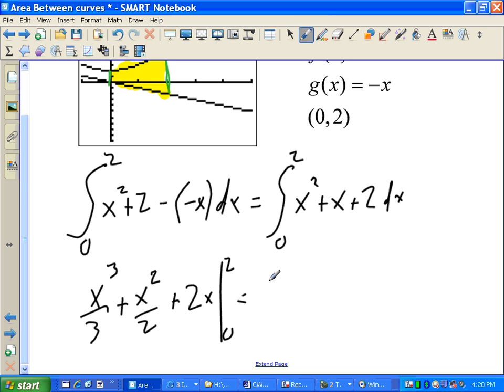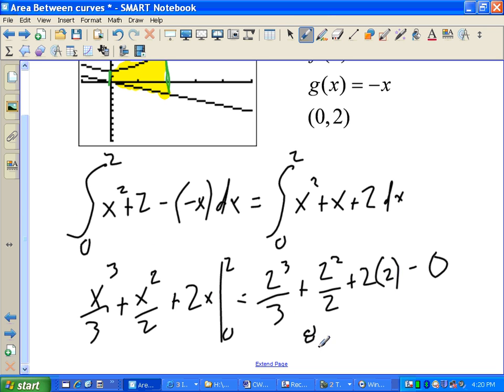So we plug 2 in: 2 cubed over 3, plus 2 squared over 2, plus 2 times 2. If we check the lower limit, 0 plus 0 plus 0, so we don't need to worry much about that. It's 0 on the back end. 2 cubed is 8, so we have 8 thirds. 2 squared is 4. 4 divided by 2 is 2. 2 times 2 is 4. So 2 plus 4 is 6.